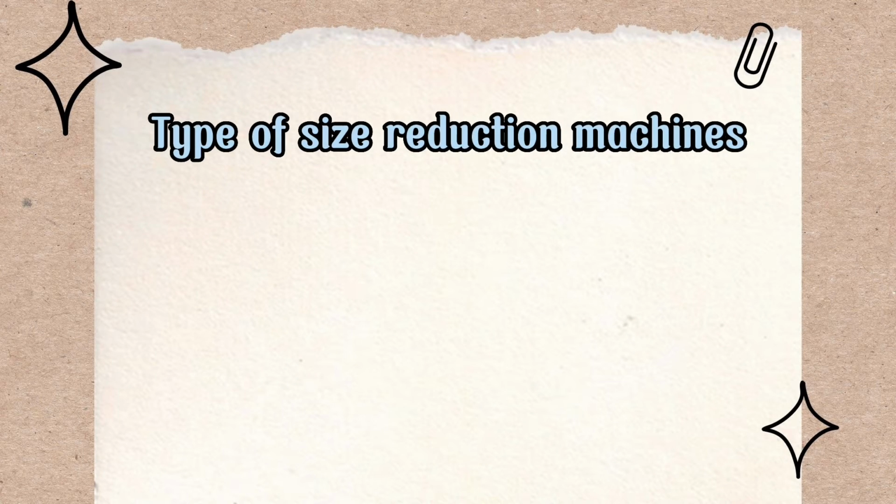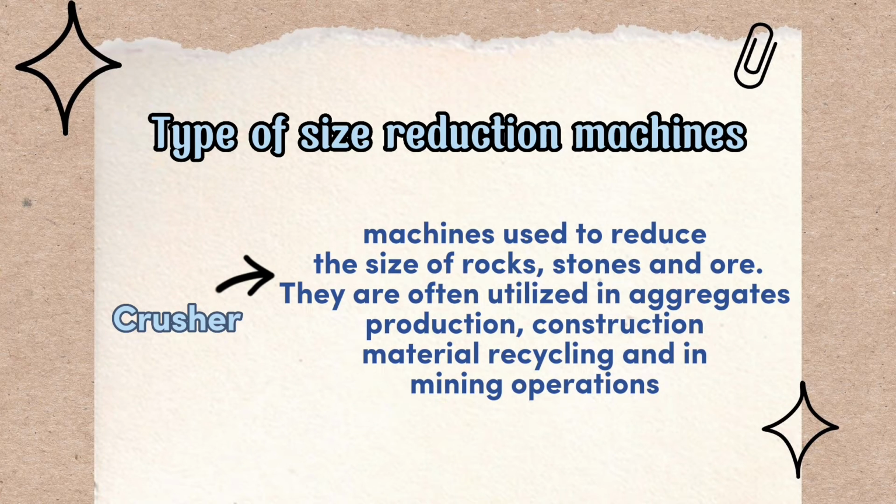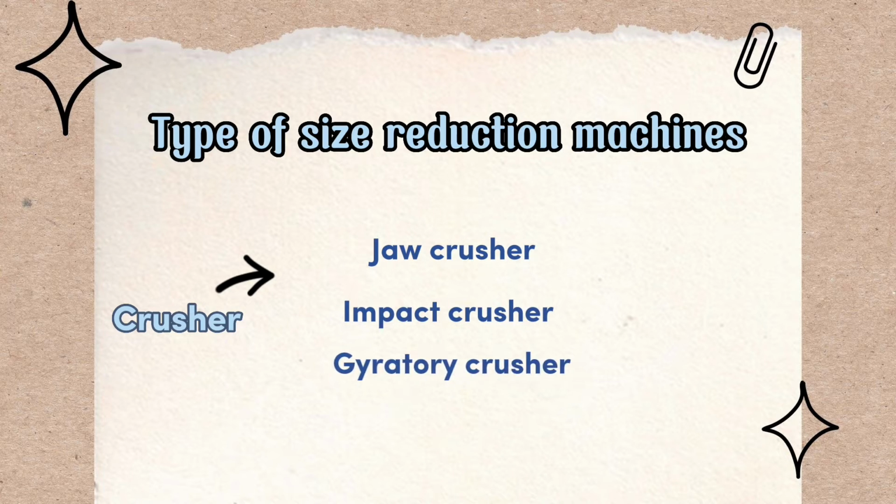There are four principal types of size reduction machines. Firstly is crusher. Crushers are machines used to reduce the size of rocks, stones, and ore. They are often utilized in aggregates production, construction materials, recycling, and mining operations. There are four examples of crusher, which are jaw crusher, secondly impact crusher, thirdly gyratory crusher, and the last one is crushing rolls.